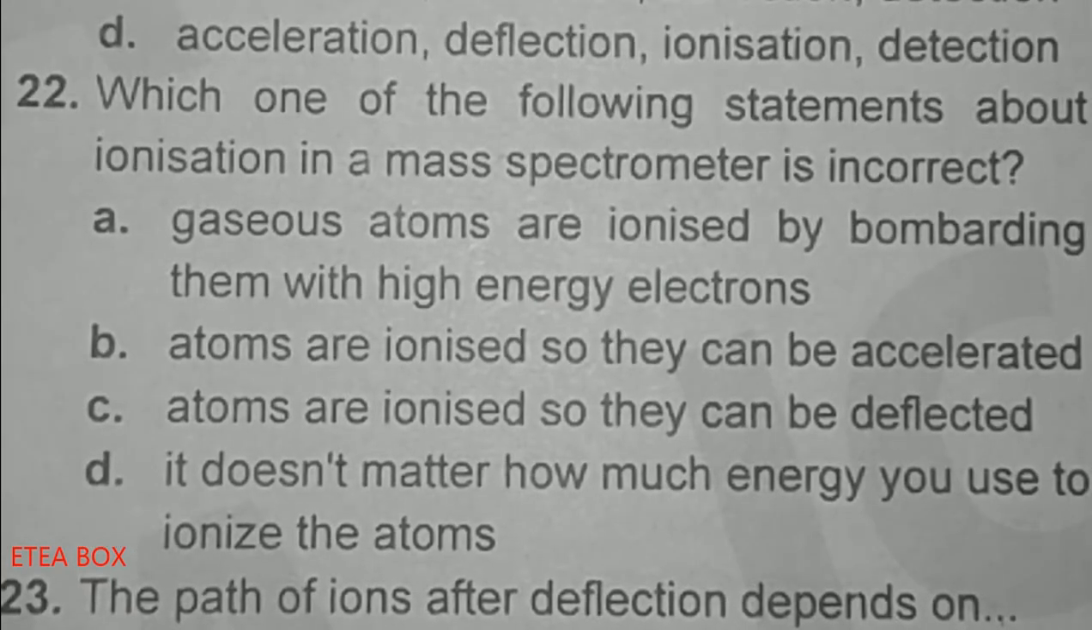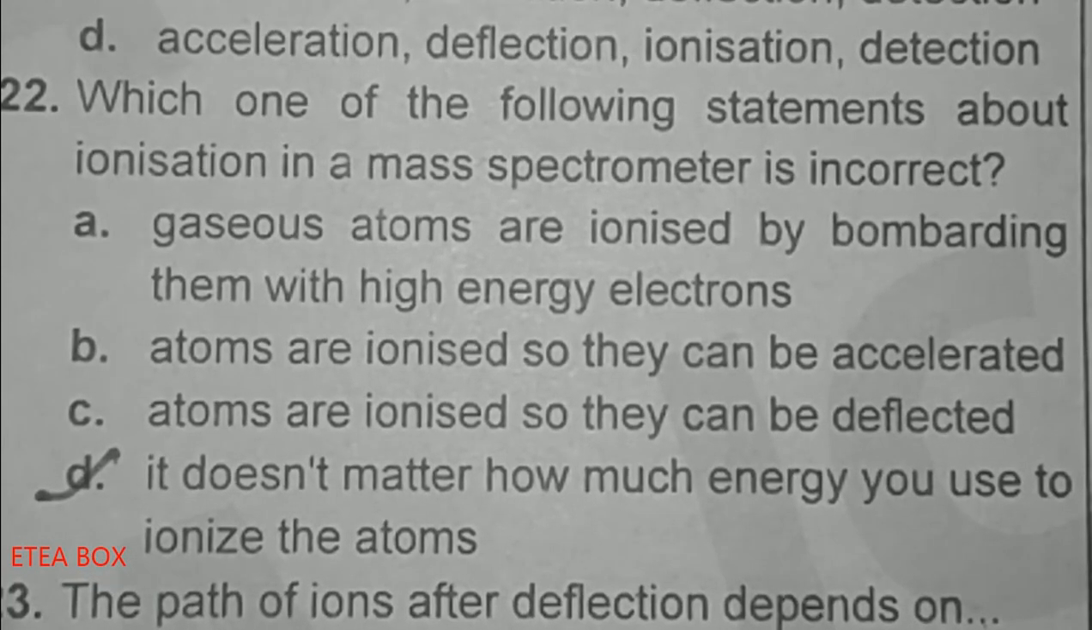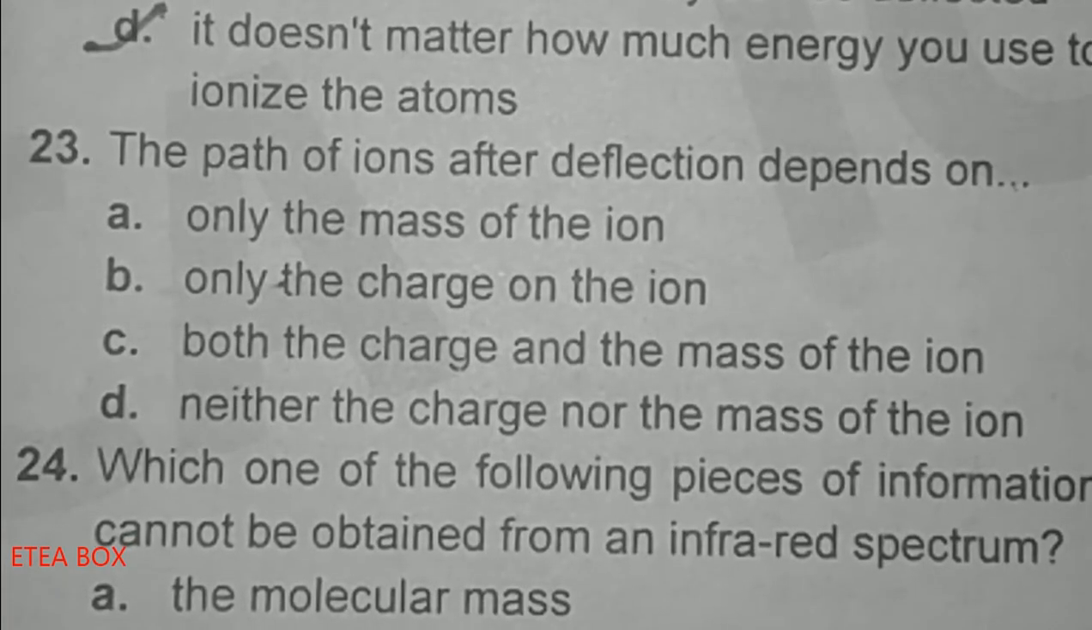Which of the following statements about ionization in a mass spectrometer is incorrect? Option A: gaseous atoms are ionized by bombarding them with high energy electrons. This is a correct statement. B: atoms are ionized so that they can be accelerated. This is also correct. Atoms are ionized so that they can be deflected. This is also correct. D: it doesn't matter how much energy you use to ionize the atom. This is incorrect, because you have to use a specific amount of energy for the ionization of an atom. The path of an ion after deflection depends upon both the charge and mass of the ion. Option C is correct.